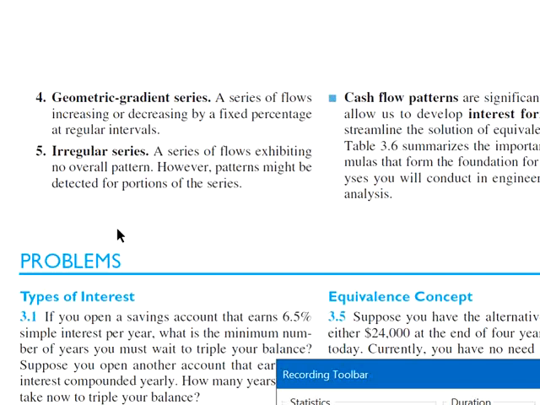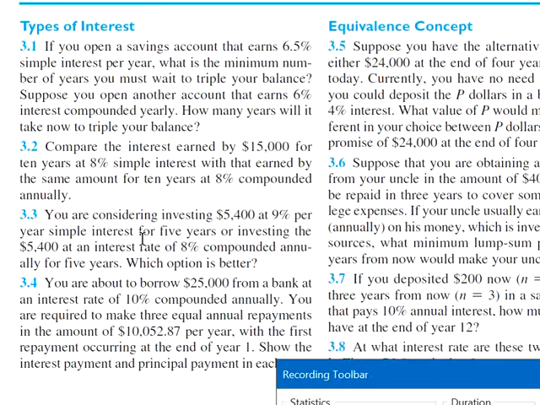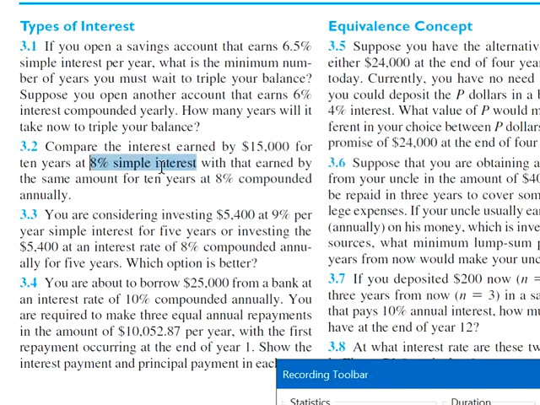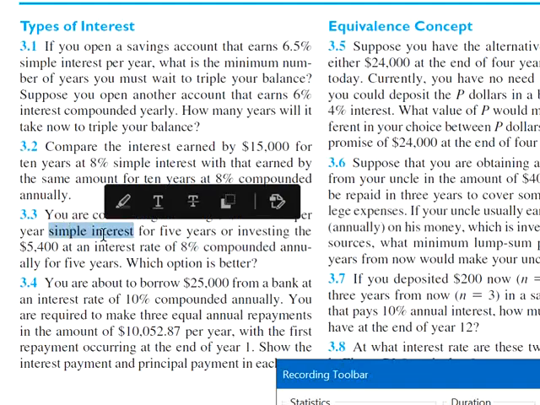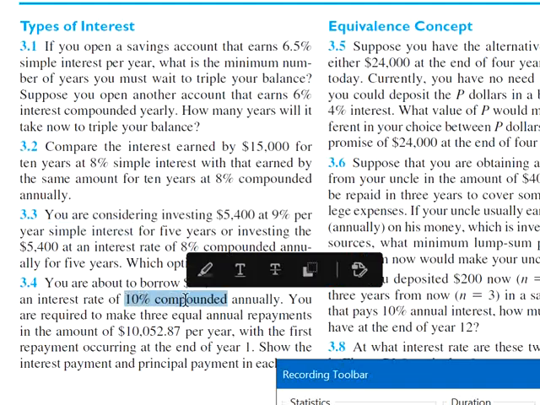Just for your info, if you go back to question number 2 or 3, you can see the interest is 8% compounded annually, and 8% simple interest, mentioned like this. Only in these two questions it is mentioned, but in the rest of the questions, see here, 8% compounded annually, so it is compounded.